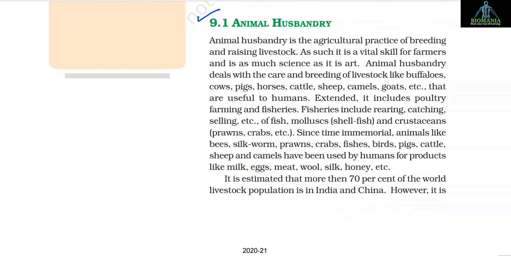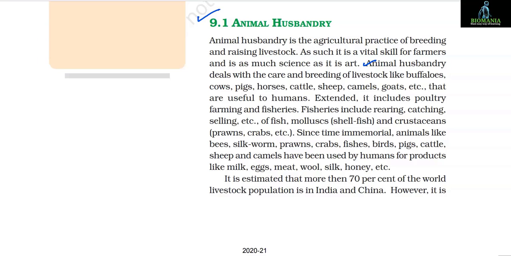Animal husbandry is the agricultural practice of breeding and raising livestock. As such, it is a vital skill for farmers and is as much science as it is art. Animal husbandry deals with the care and breeding of livestock like buffaloes, cows, pigs, horses, cattle, sheep, camels, goats, etc. that are useful to humans. Extended, it includes poultry farming and fisheries. Fisheries include rearing, catching, selling, etc. of fish, mollusks, and crustaceans.